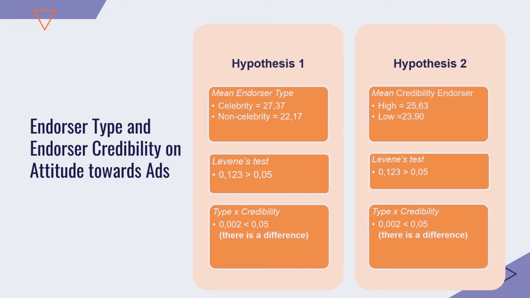Then, hypothesis 2. The average attitude towards the ad of participants who got the endorser with high credibility was 25.63, and with low credibility was 23.19. The significance value of the t-test is 0.002, which is lower than 0.05. That means there are differences in attitude towards the ad between the group of participants treated with high credibility and low credibility.